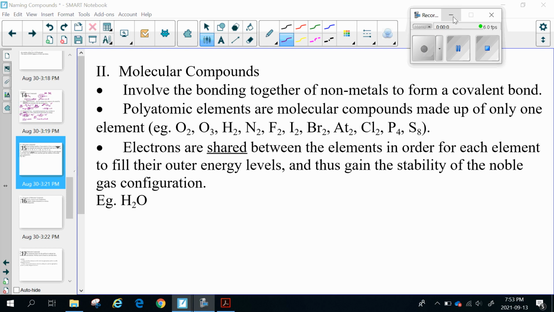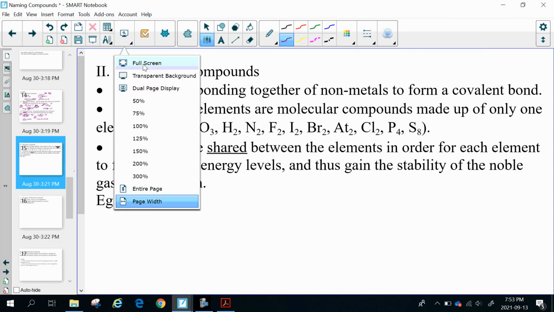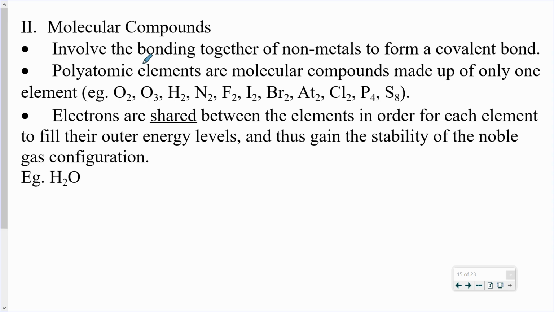Hello everyone, this is the second of 3 lessons that I'm putting together for you, on naming and writing the formulas and properties of different kinds of compounds. The previous one, kind of a long one, was on ionic compounds. This one is on molecular compounds, and the last one will be on acids and bases. Hopefully this one won't be quite as long as the previous one on ionic compounds.